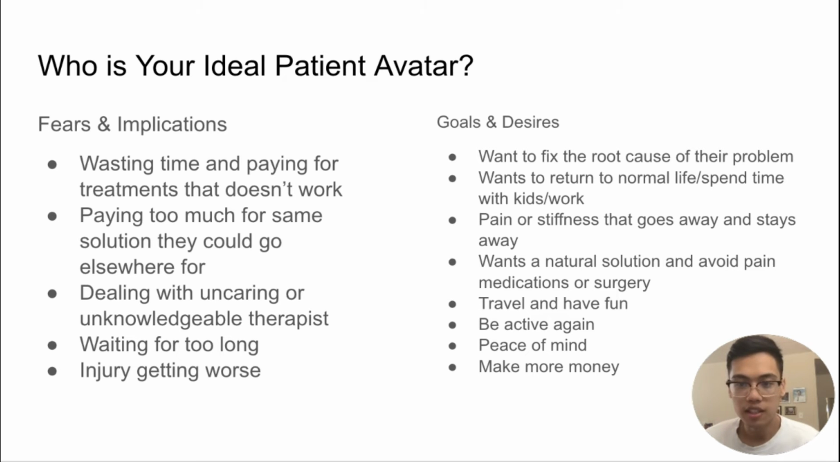Now let's talk about their goals and desires. They do want to fix the root cause of their problem so that they don't have to worry about it anymore. That allows them to return back to their normal lives, spending time with their kids or being able to work normally again. These are all the things that they want to do. Maybe they want to travel, go on vacation pain free. They want to make sure that their pain and stiffness goes away and that it stays away for good. They want a natural solution, and this means avoiding pain medications, surgeries, or injections.